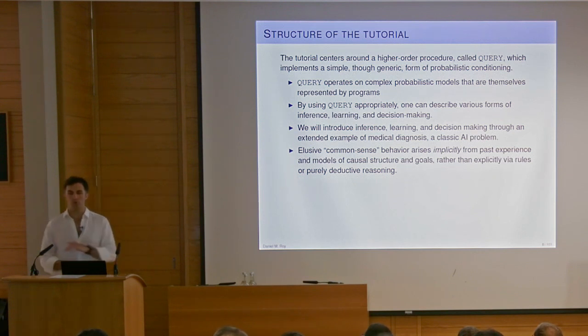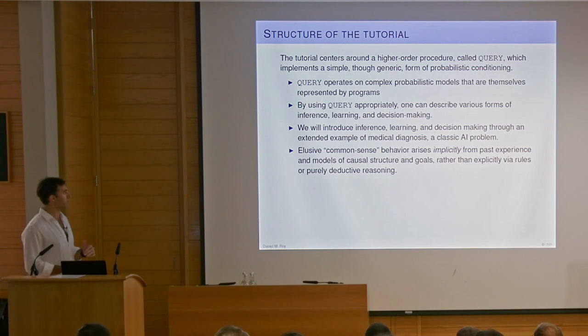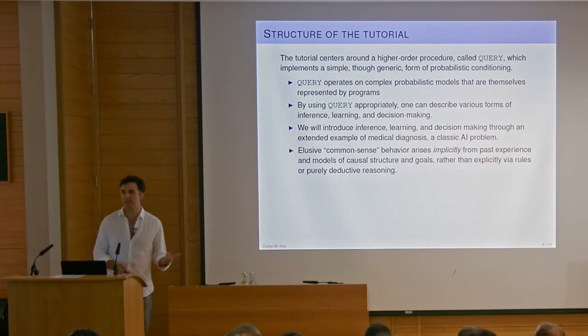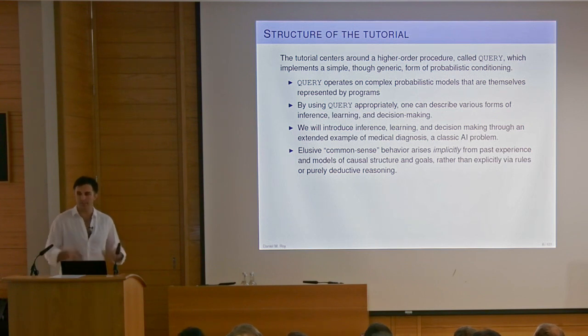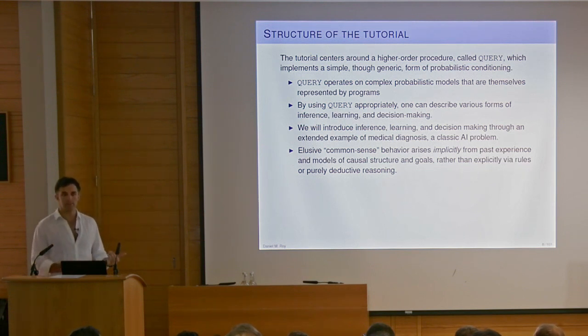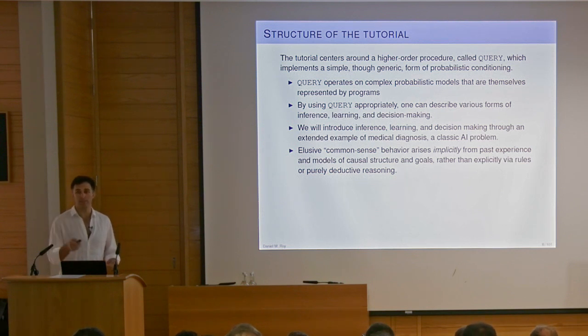I'm going to go through inference and learning, and probably not decision-making, using an extended example of medical diagnosis, which is the classic AI problem. It's nice because you can start off with some inference and then get to learning, and there are several layers of learning you can go through. I'm going to be able to tell you about a number of the classical phenomena that, if you took a class in Bayesianism, would be part of the course, and so we'll do that today.